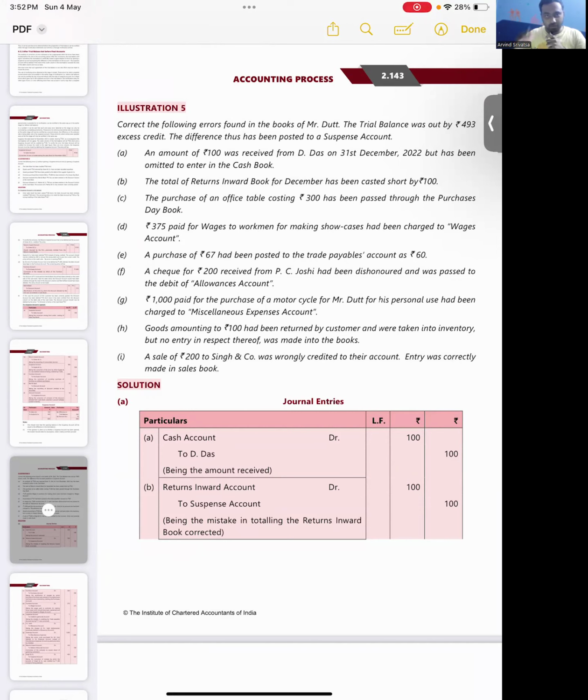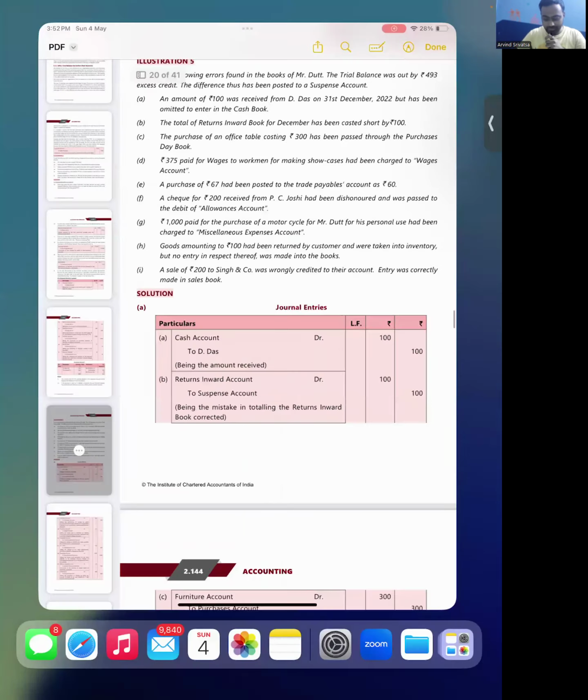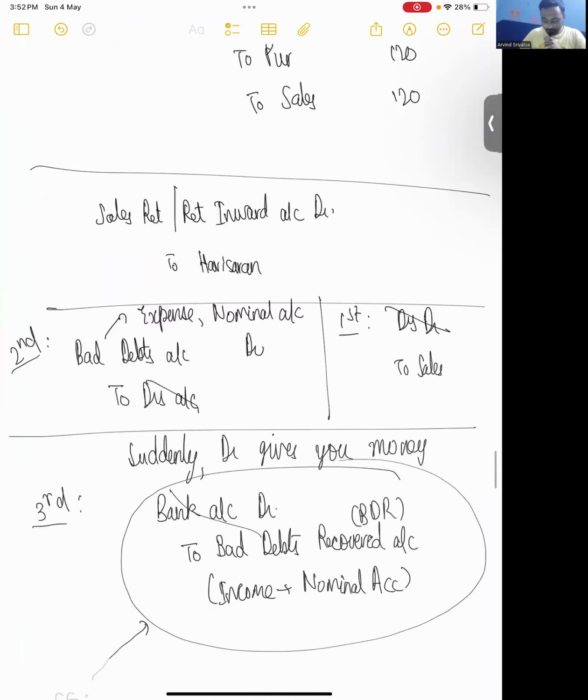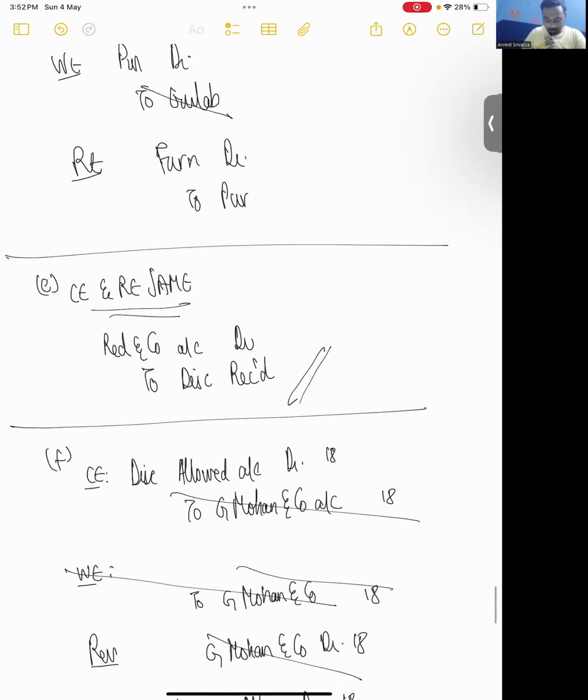Ideally, they should not have taken this to wages because wages will go to the trading account and then to the P&L account. What they should have done is pass the entry furniture account debit 375 to bank account 375. We'll see the correct entry, wrong entry, and rectification entry quickly. I hope you understood this.